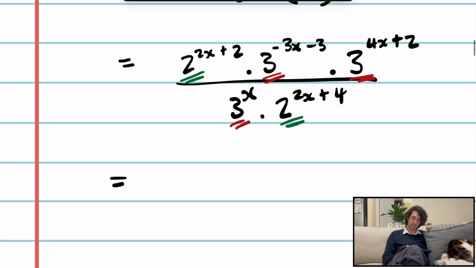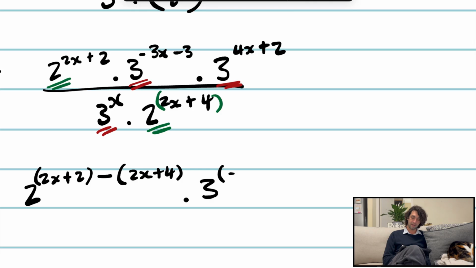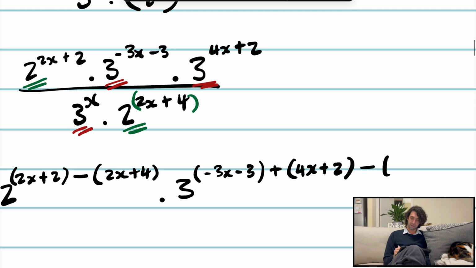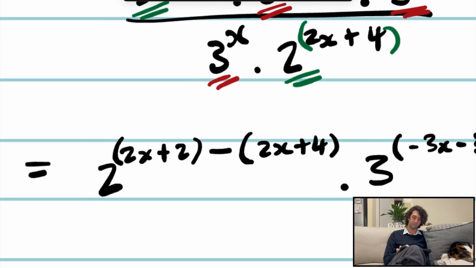So that is going to come out to be, I'm going to start with my 2. That is 2x plus 2, and I can put it in brackets if it makes you feel better. Minus, in brackets now, I'm going to bracket this, 2x plus 4 multiplied by 3 to the power of negative 3x minus 3, plus 4x plus 2, minus x.